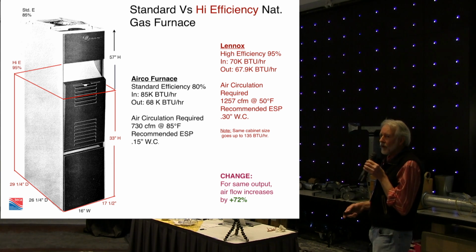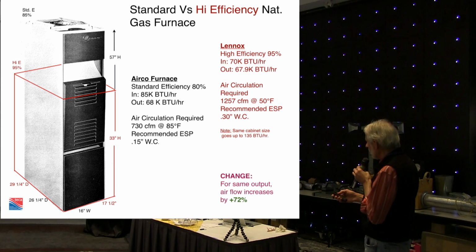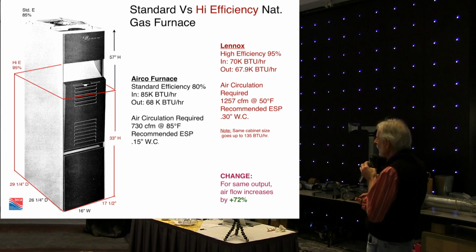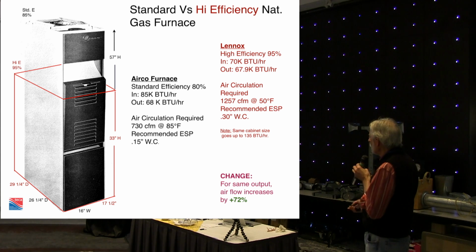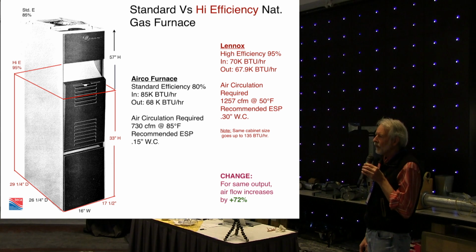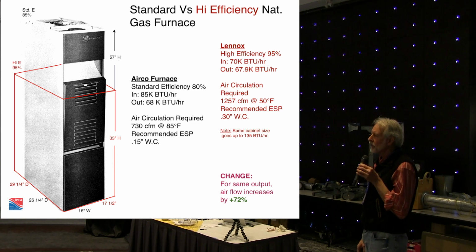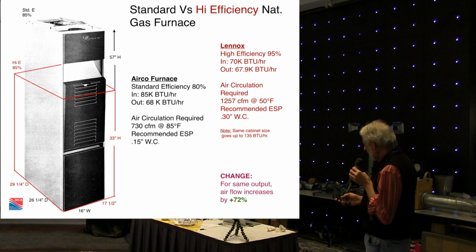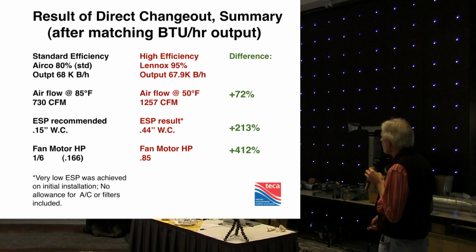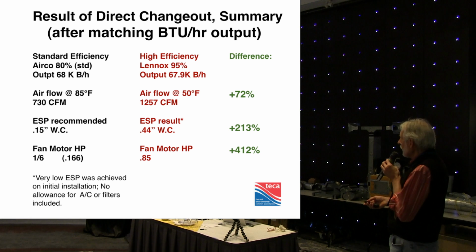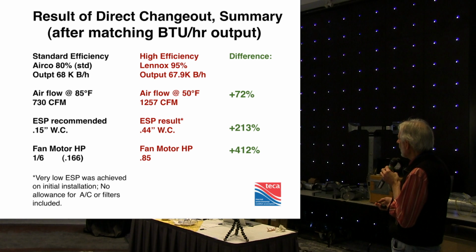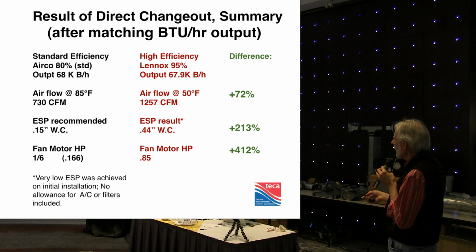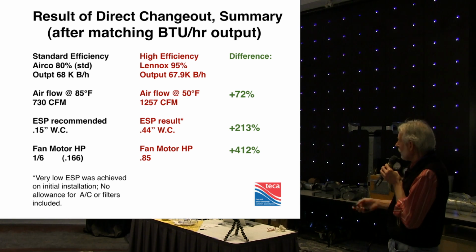The net result, however, from the installer's point of view, is that we have 1,257 cubic feet a minute, or a 72% increase in airflow in order to make that appliance run in the sweet spot. The next picture, though, is even worse. A 72% increase in airflow. That appliance was supposed to operate at 0.3, and we're running at more than 200% over what it was at the very start.